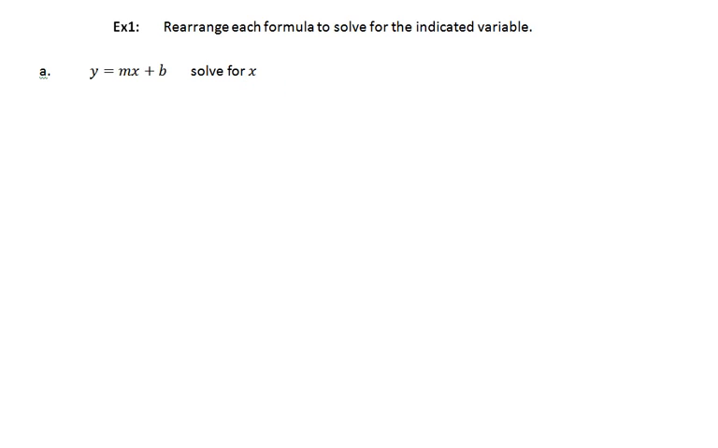So that means isolate x, or get x on a side of the equal sign all by itself. Take a couple of minutes, pause the video, try this one out on your own, and come back and we'll take it up all together.